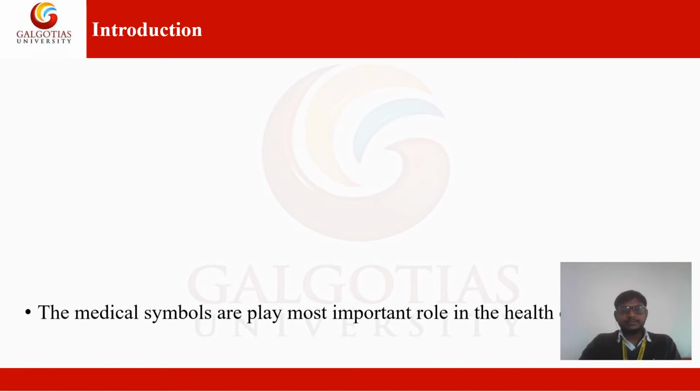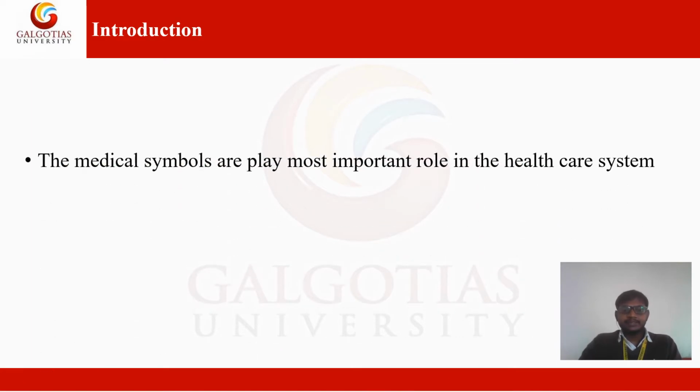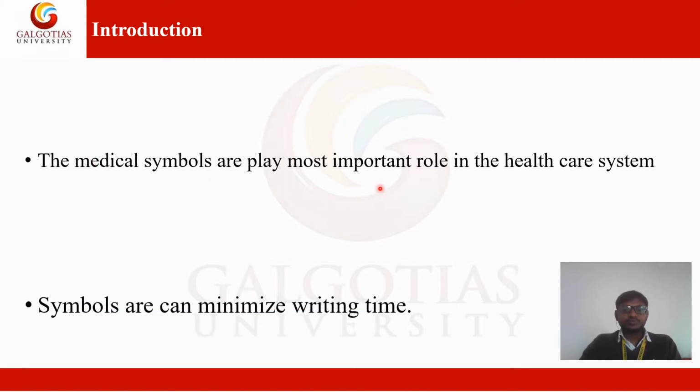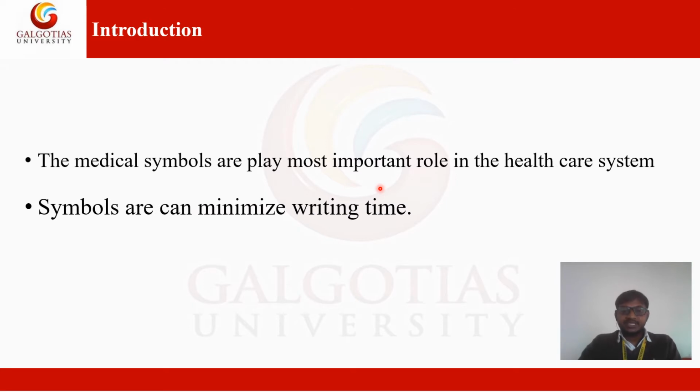In the introduction, medical symbols play a most important role in the healthcare system. Symbols can minimize writing time. For example, when you are going on the road, they make some symbols, like a straight arrow mark for a U-turn. They didn't write the complete word U-turn.